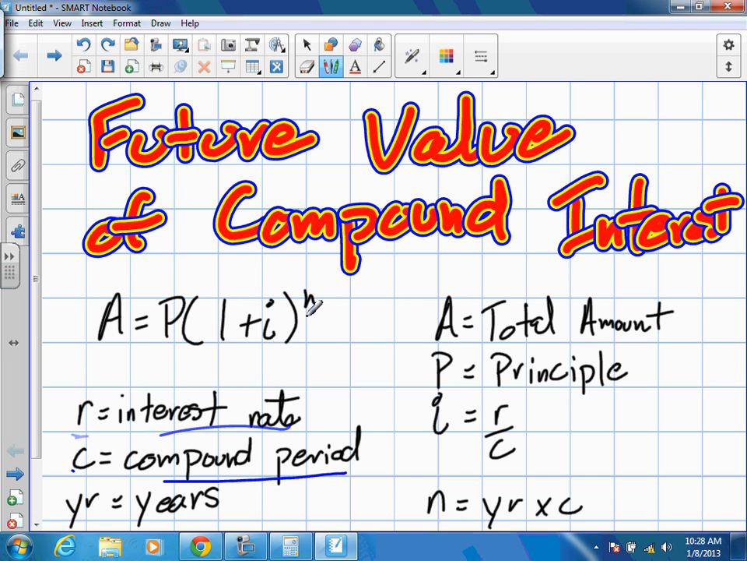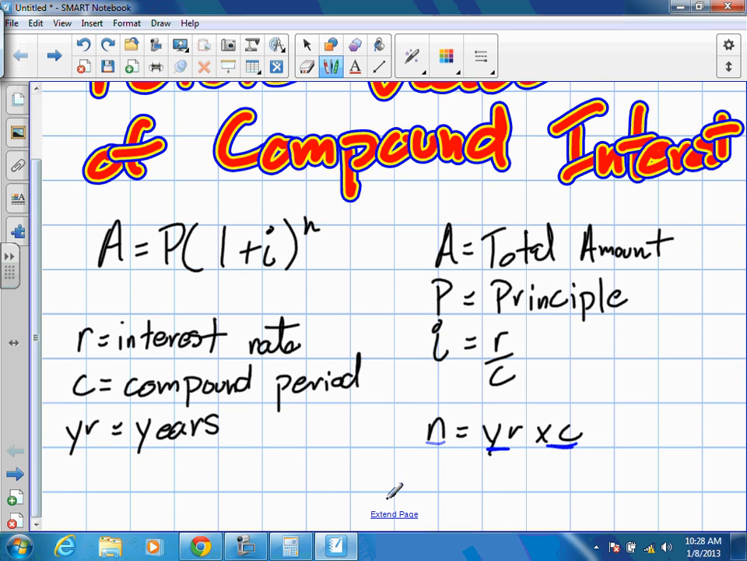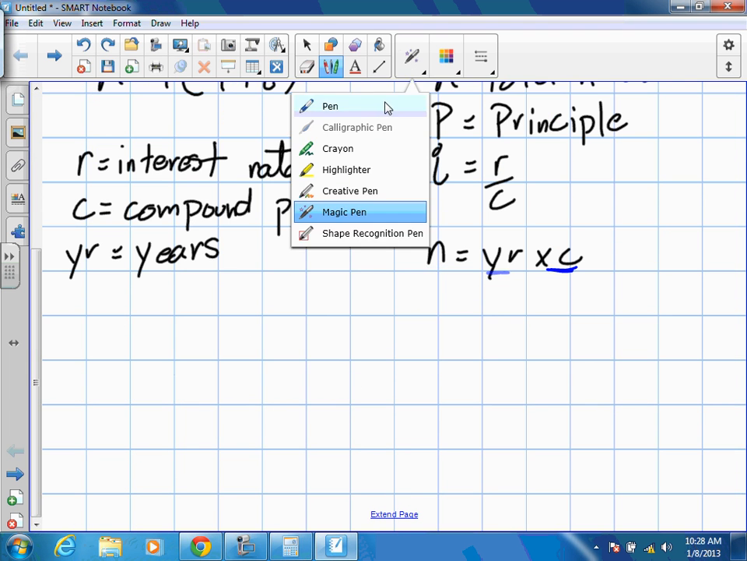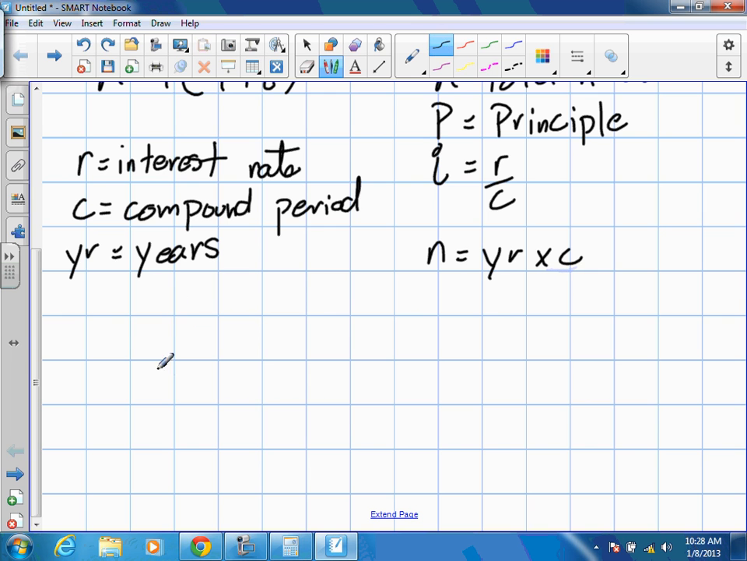And then this used to be time. They've now replaced it with the variable n. N is the number of years times your compound period. Okay? So that seems a bit confusing. We're going to put together a question again. We'll use the same type of example we had yesterday.